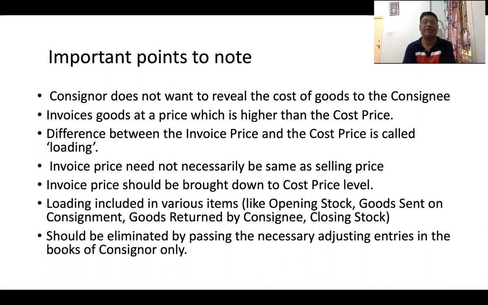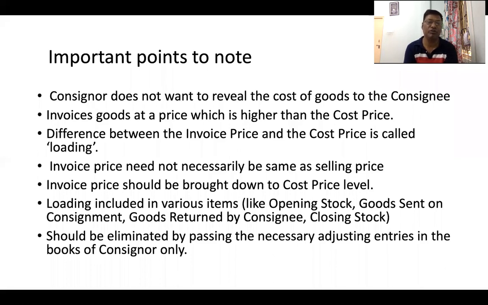When you are reporting the expenses and incomes, how do you arrive at the profit when the goods are sent at invoice price? So this profit element is to be separated. This profit loaded should be separated, right? And that should be removed, eliminated. Only then will you come to know what is the profit made. So therefore the invoice price should be brought down to the cost price level.